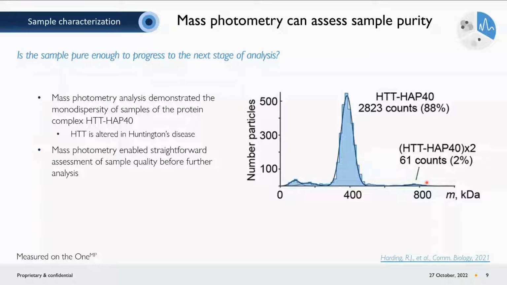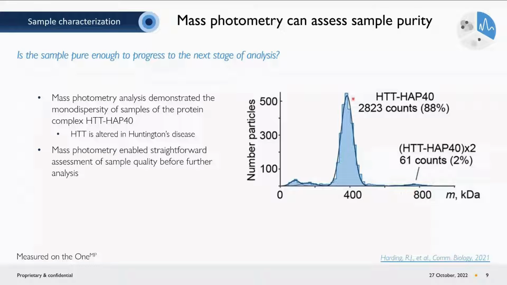This is an example where people looked at the HTT, which is a protein altered in Huntington's disease. Before they proceeded with further analysis, they just wanted to quickly check whether the sample binds to the HAP40 as expected, and whether the sample is clean. They could quickly do that with a mass photometer. It takes less than 5 minutes and 20 microliters of sample.